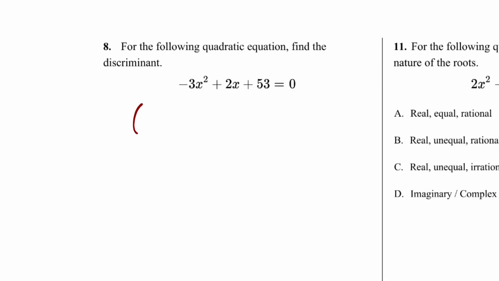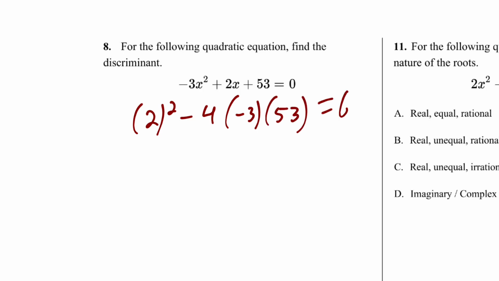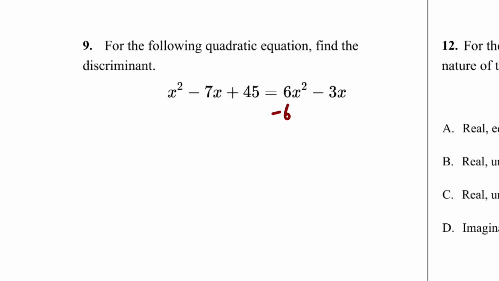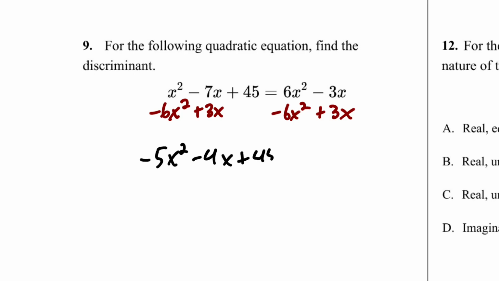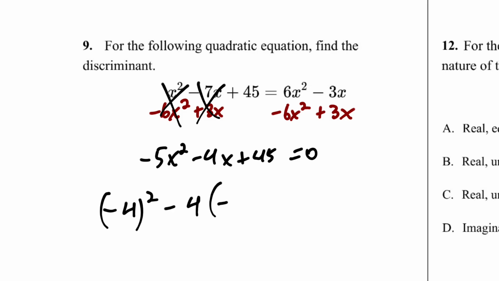No multiple choice. Similar process, 2 squared minus 4 times negative 3 times 53. I type that into Google and it tells me 640. This one's not equal to 0, so I have to do this step first. And then I can rewrite things a little bit, and this is negative 5x squared minus 4x plus 45 is equal to 0. I'll cross these out just so I don't get confused. So I have negative 4 squared minus 4 times negative 5 times 45. When I type this in, I get 916.